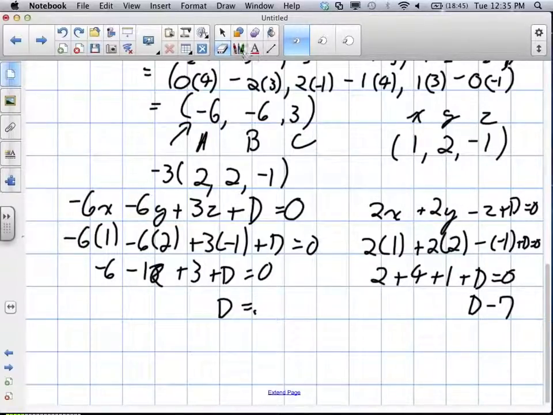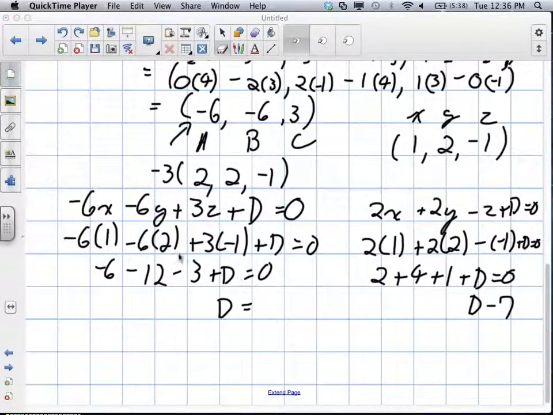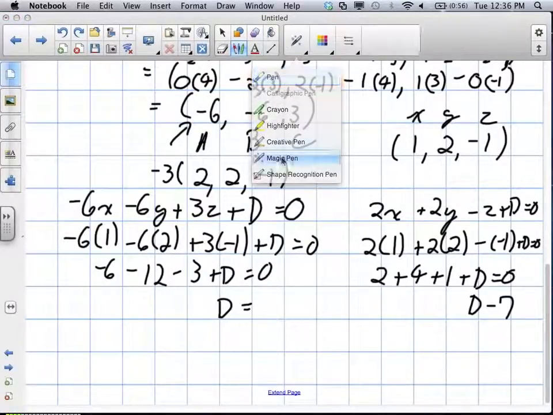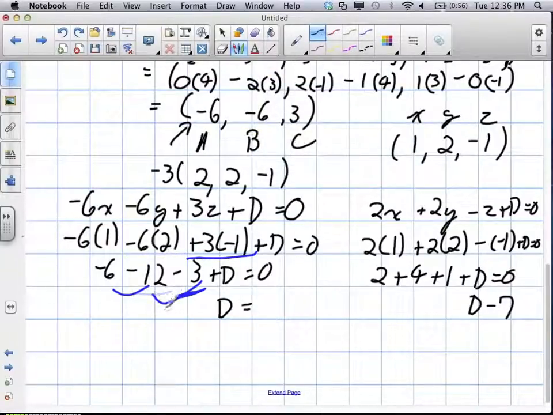I'm really working on my math today. Let's go over my multiplication skills. Negative 6 times 1 is negative 6. Negative 6 times 2 is negative 12. 3 times negative 1 is negative 3. These all add up to negative 21, which means d is 21. So I just found it a different way in the first place.